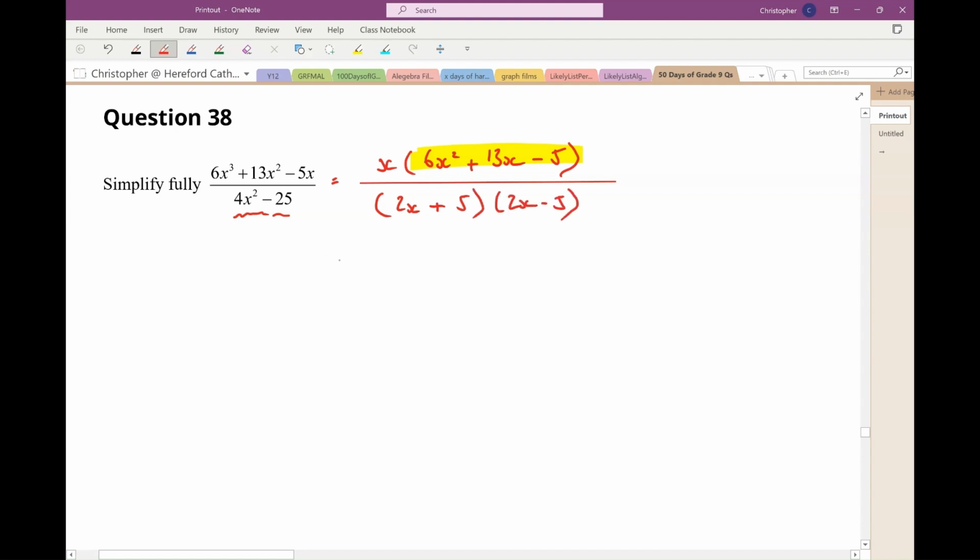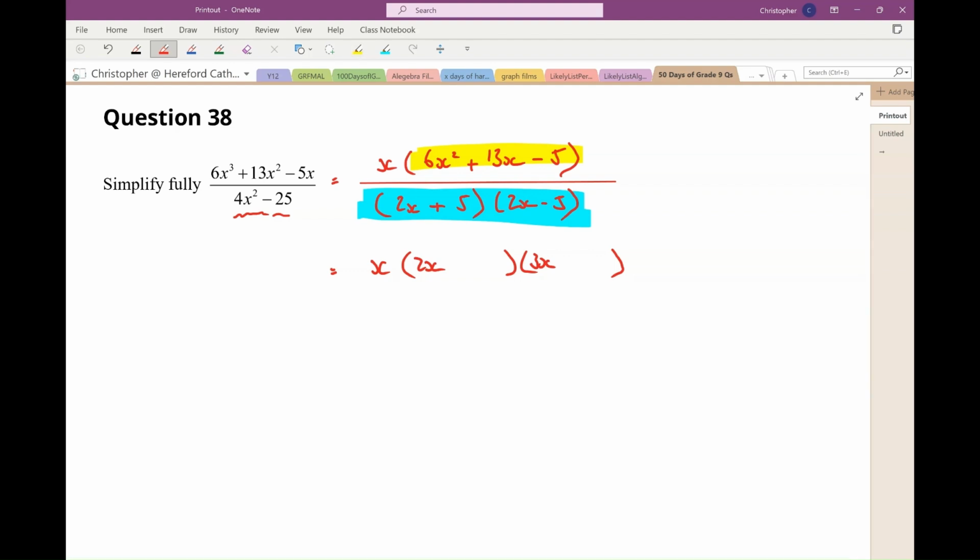Now I'm having a look at factorising the top again and putting that yellow expression into two brackets. Do you see how on the bottom I've got 2x plus 5, 2x minus 5? So I'm thinking that one of those is going to cancel, and that I'm likely to have a 2x in one of those brackets on the top. It's either going to be 2x plus 5 or 2x minus 5. So I'm going to start my attempt at factorising the yellow quadratic into 2x and 3x, just because I'm a bit of a cynic and I reckon I'll be able to cancel. Since I've got 2x on the bottom in both brackets, there's going to be 2x on the top somewhere.